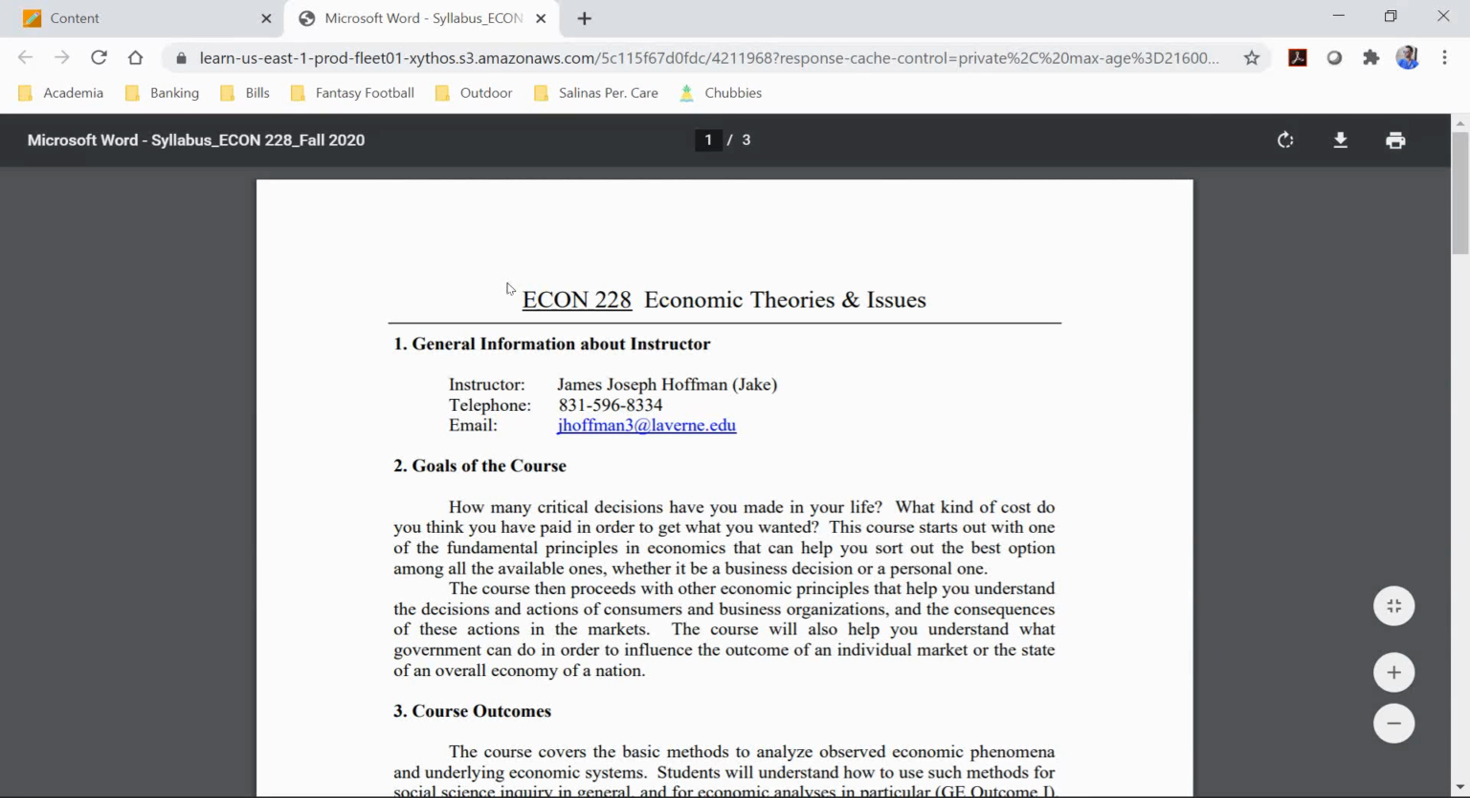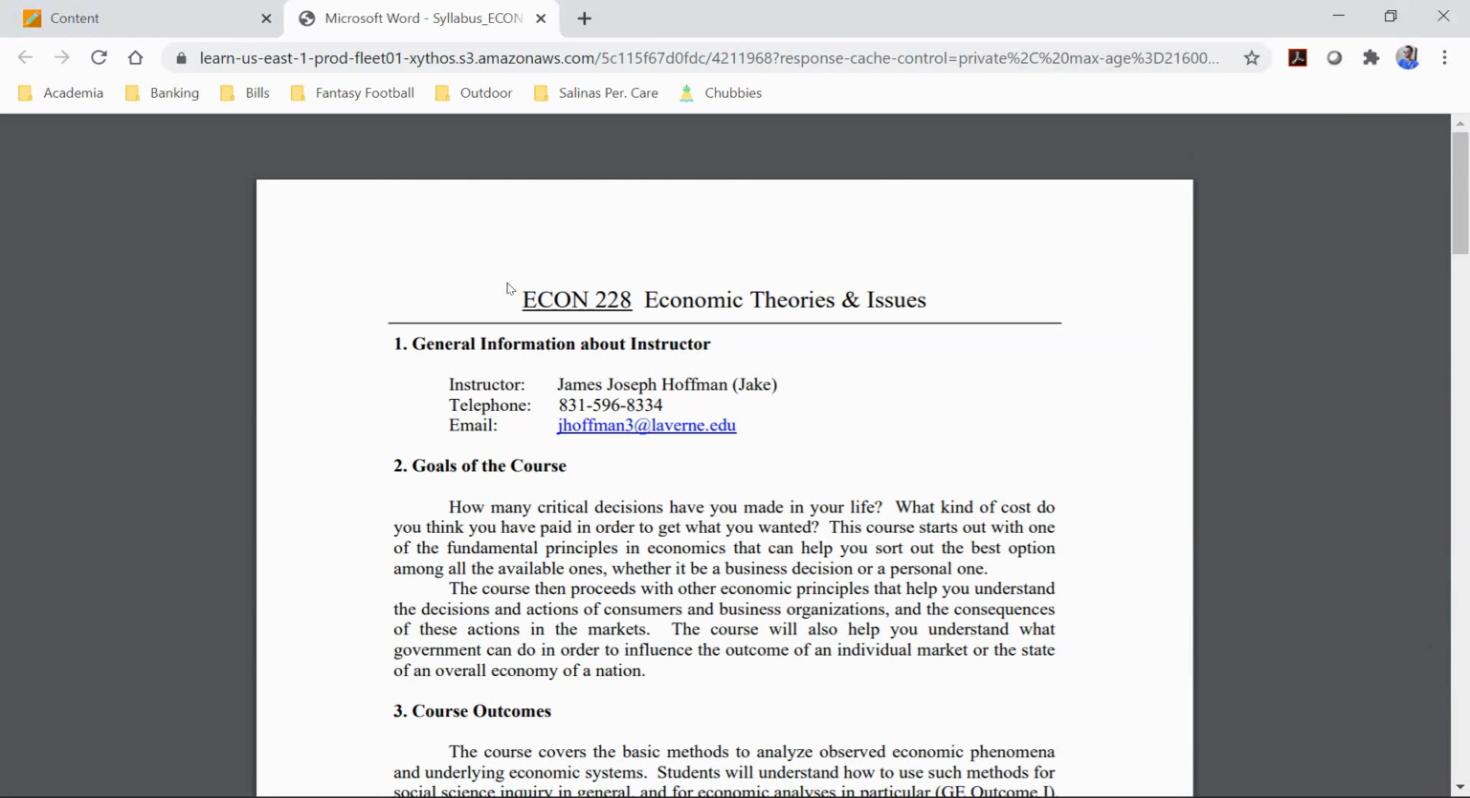Okay, so this is Econ 228, which is Economic Theories and Issues. I'm usually assuming that most students have not taken economics at the college level before, so I'll start from scratch and we'll cover the basics of economics. There are no prerequisites to take this course, and we'll cover all the main, basic highlights and information of economics. I'll assume that your knowledge of economics is minimal, and we'll start from scratch.